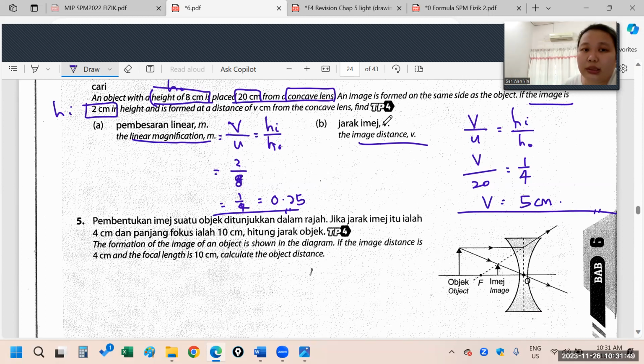Or if you want, usually you can say the U is negative 20, the V is negative 5, meaning before the lens. So like this, this is negative 20, this is negative 5.